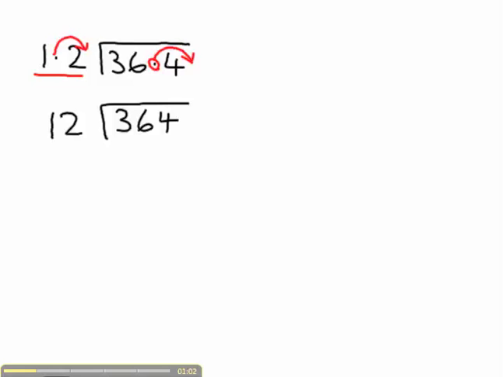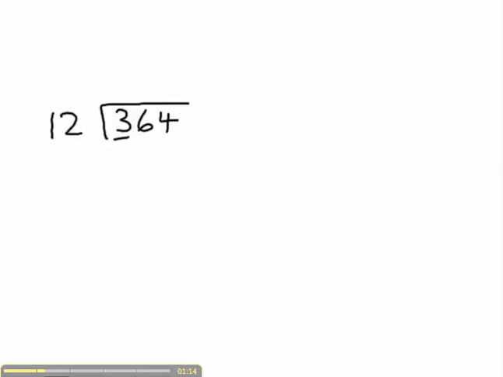Okay, now just to give us room, let's get rid of this here. Now we can do our long division. How many 12s in 3? Well, 0. There aren't any 12s in 3. So we move the 3 over to the 6 to make it 36. How many 12s are in 36?